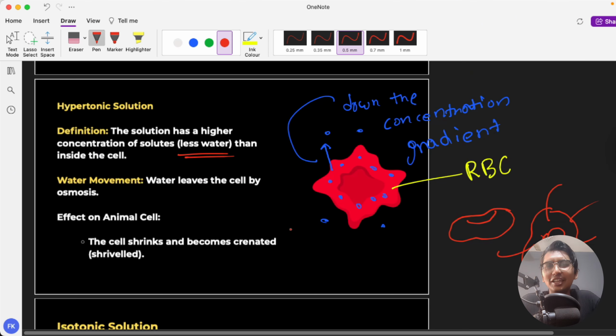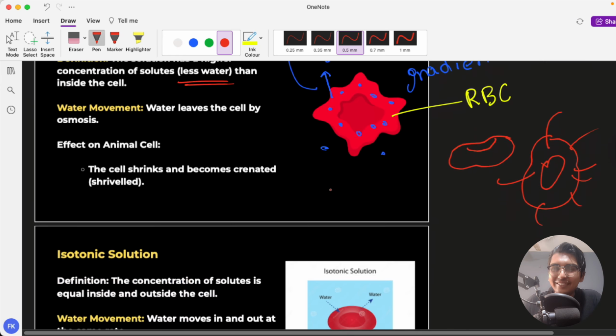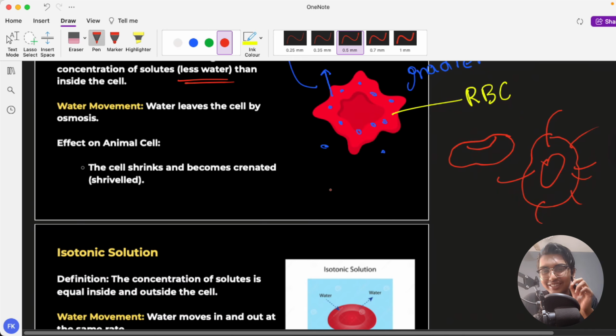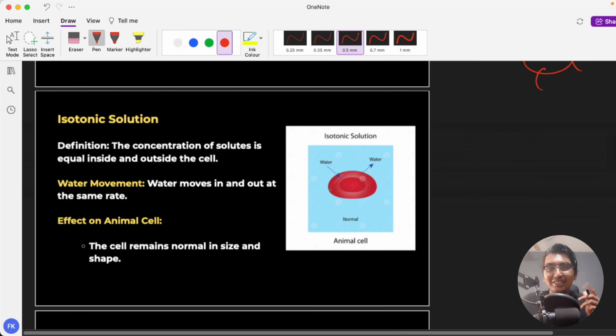The effect: cells shrink and become crenated or shriveled. So you can see the cell actually shrank, right? Isn't that interesting? Now we look at the other interesting topic, which is isotonic solution.